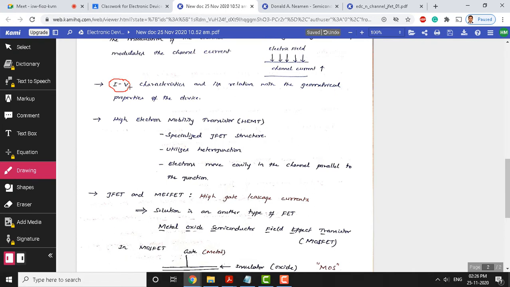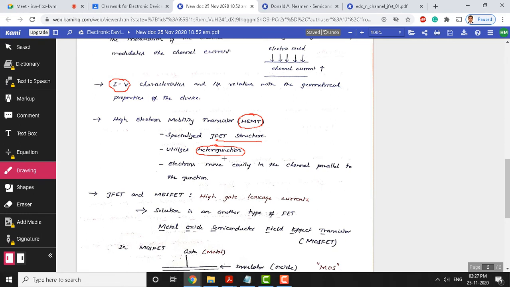There is another specialized JFET called HEMT. This is a specialized JFET structure. HEMT stands for high electron mobility transistor, and it utilizes a heterojunction. You come across a graded junction in p-n junction diodes, whereas here it utilizes a special type of junction called a heterojunction.